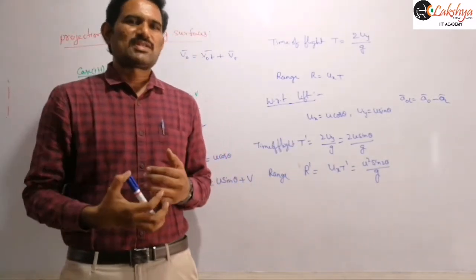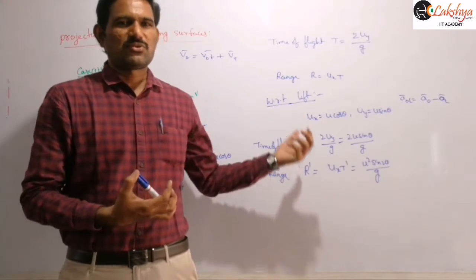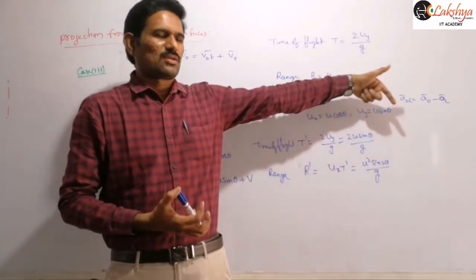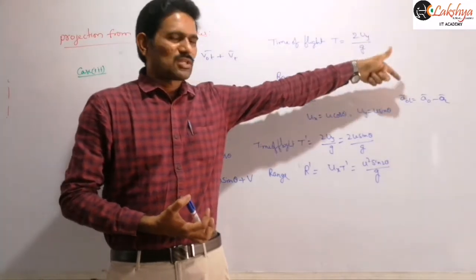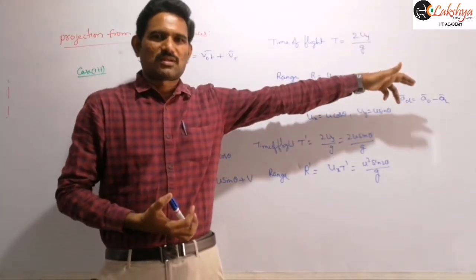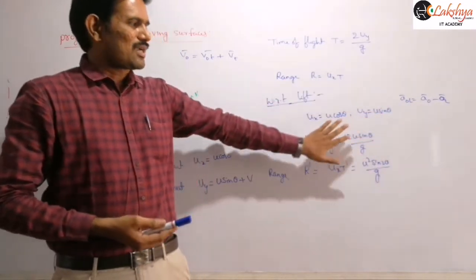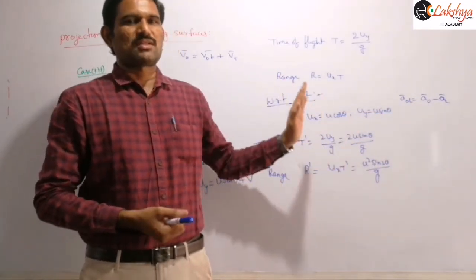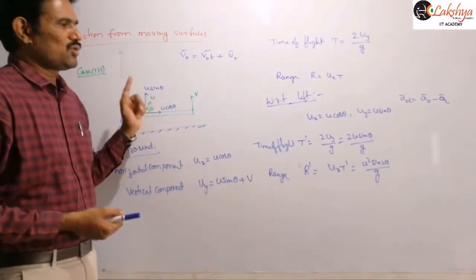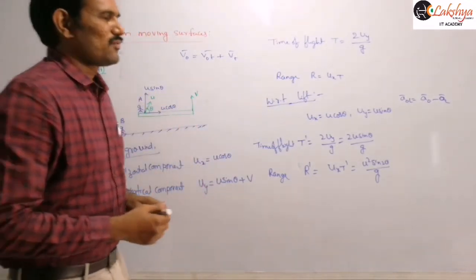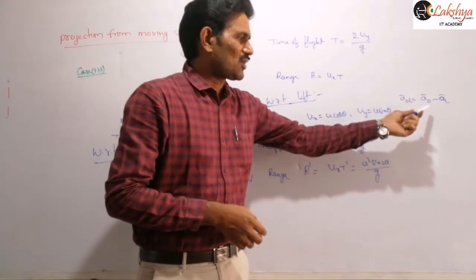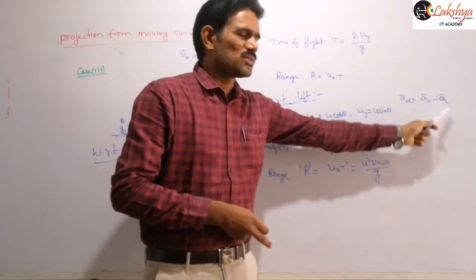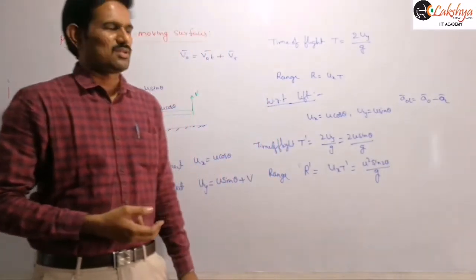If the lift is having any acceleration, then you can't write these expressions directly. Then we need to use s is equal to ut plus half at square to find the time of flight. In that, for a, we need to substitute the acceleration of the object with respect to the lift, right? So you can't apply these expressions directly when the lift is having acceleration. In this case it is having only uniform velocity. So if it is having acceleration, then the acceleration of the object with respect to the lift is equal to the acceleration of the object minus the acceleration of the lift.